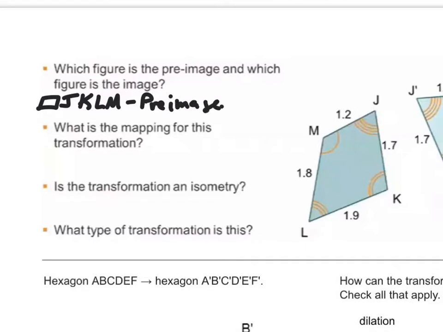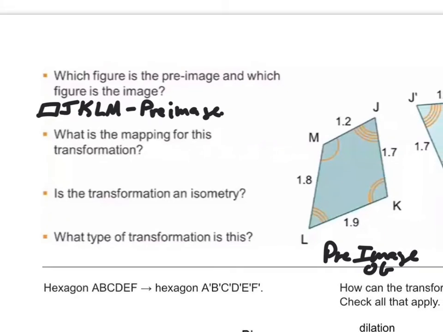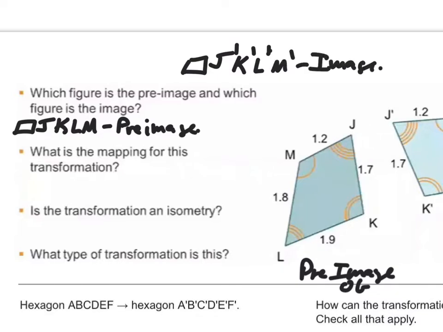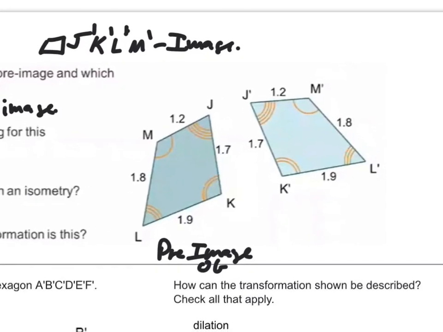Okay, and I'm just going to write that down here too. This is our preimage, also known as the OG image. And then I'm going to write it up here, I don't have much room, quadrilateral J prime, K prime, L prime, and M prime is the image. Okay, this is the result of transforming it. So this is the image.